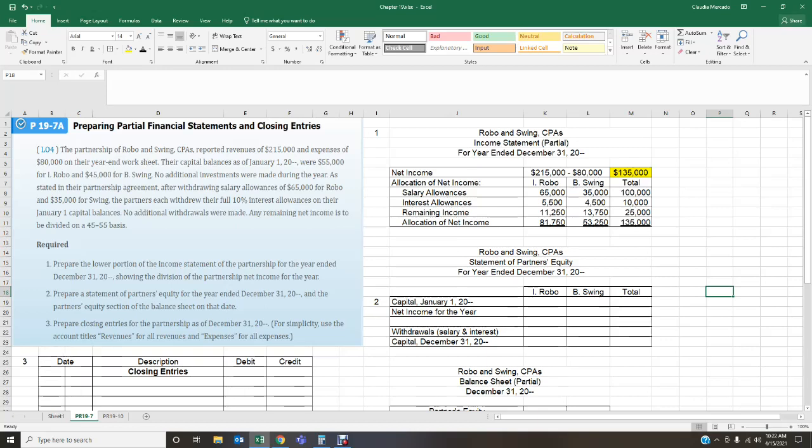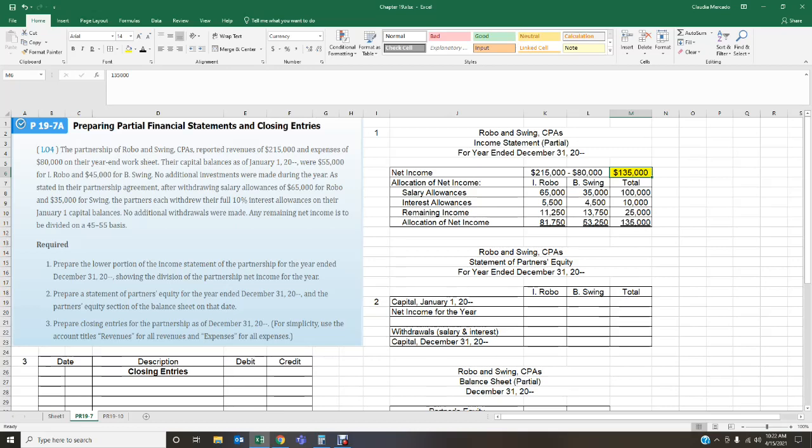Okay, so what we're basically doing is distributing that $135,000 between the two partners. And remember, that total needs to equal your net income amount. Okay, requirement 2. Prepare a statement of partners' equity for the year ended December 31st and the partners' equity section of the balance sheet on that date.